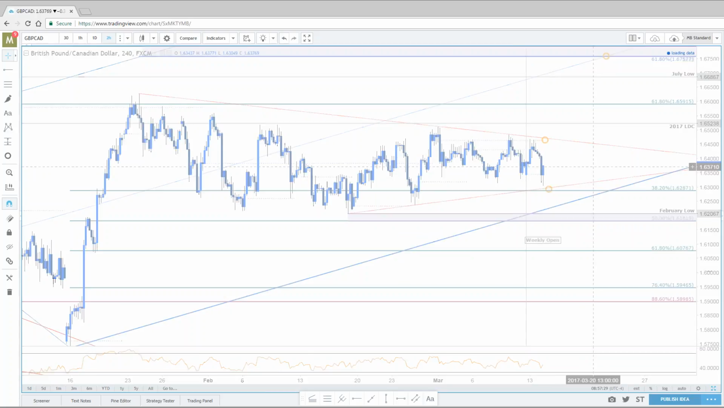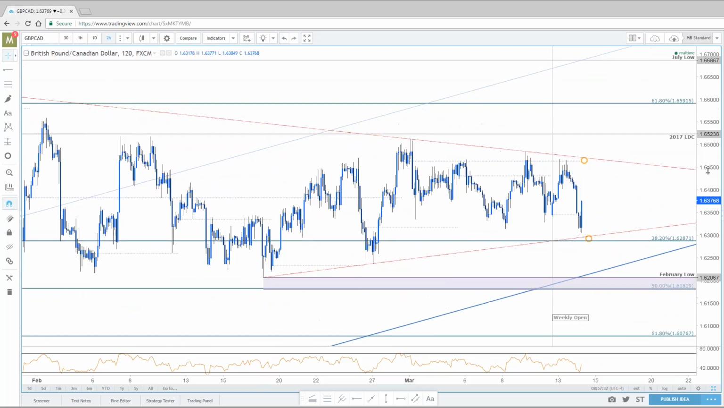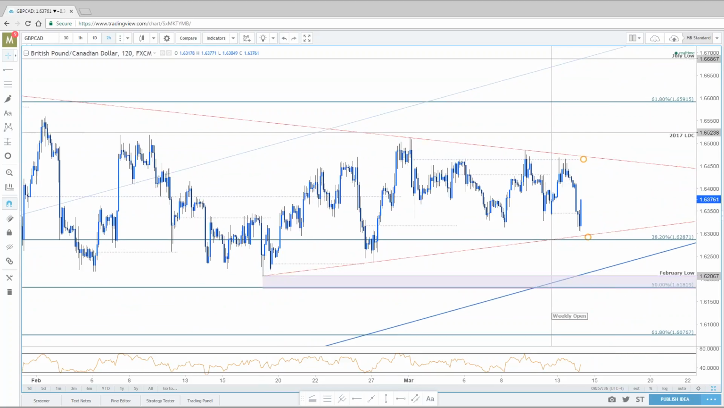Any questions on sterling CAD? I know it's not a pair that is super popular, but when the technical clarity is there, I promise to bring it to you.